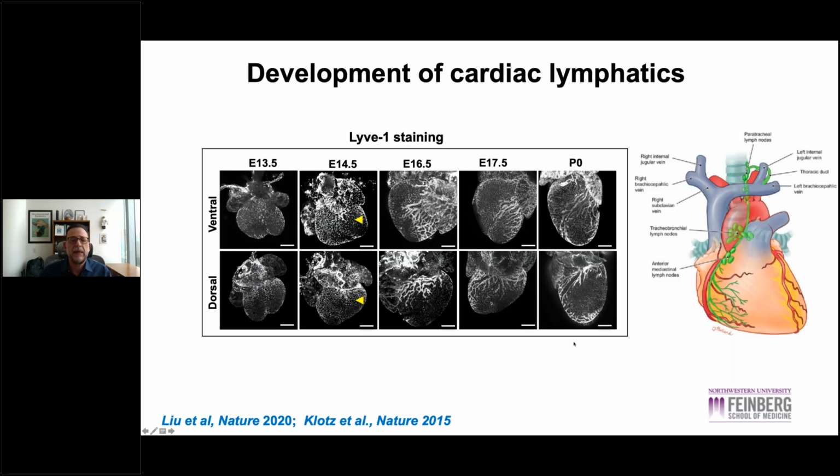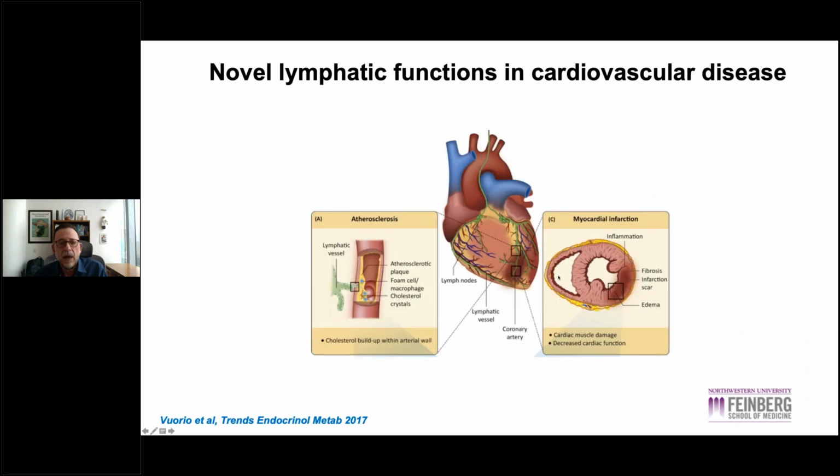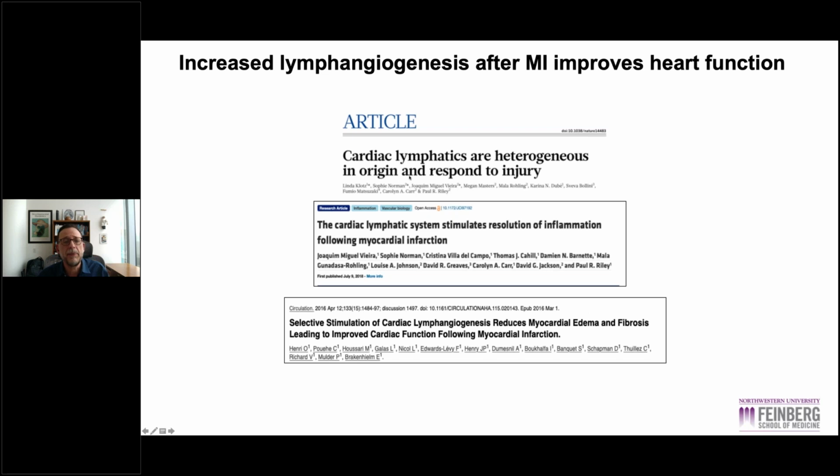Basically, the idea was how lymphatic development occurs. For those of you who are not familiar, Paul Riley has already described it before, and Xiaolei also did it here with LYVE1, a lymphatic marker. We know lymphatic formation starts in the mouse embryo around E14.5 on the dorsal side, and by P0 mostly covers the entire surface of the heart. And as I said before, lymphatics have now been linked to a variety of diseases, including atherosclerosis or myocardial infarction.